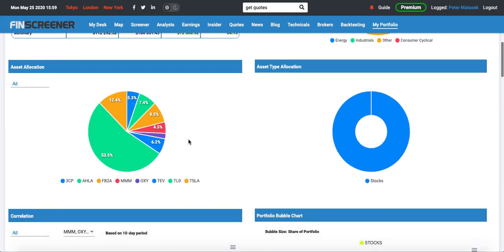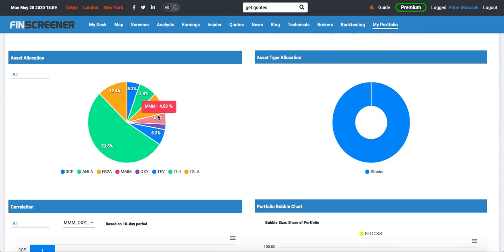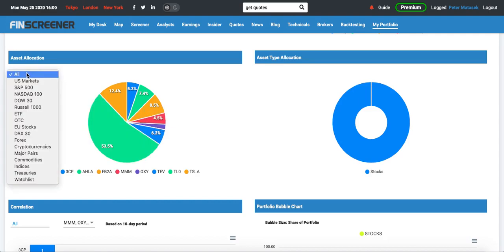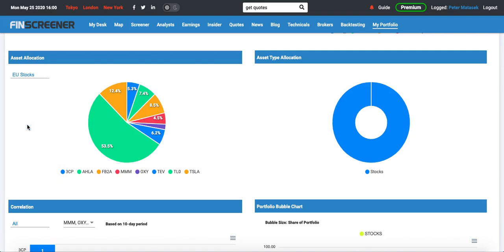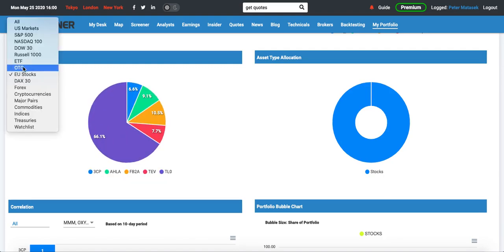The asset allocation pie chart depicts the individual securities and what share each security holds within the entire portfolio. In the drop-down menu, you can also choose particular markets. So, for instance, you can see only the ETFs or only the Nasdaq 100 stocks.